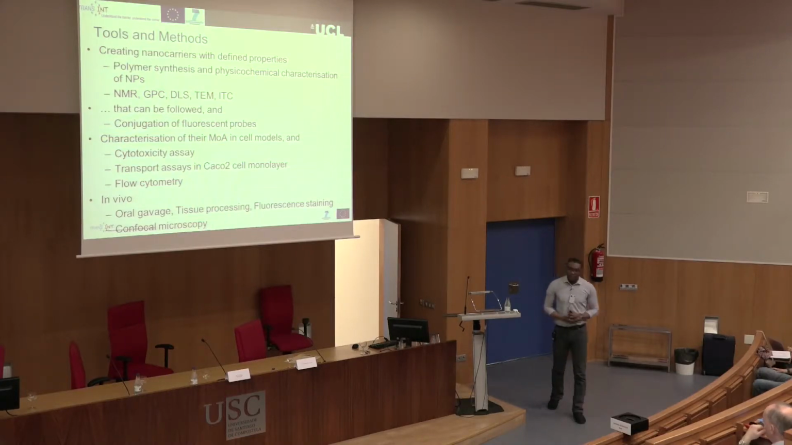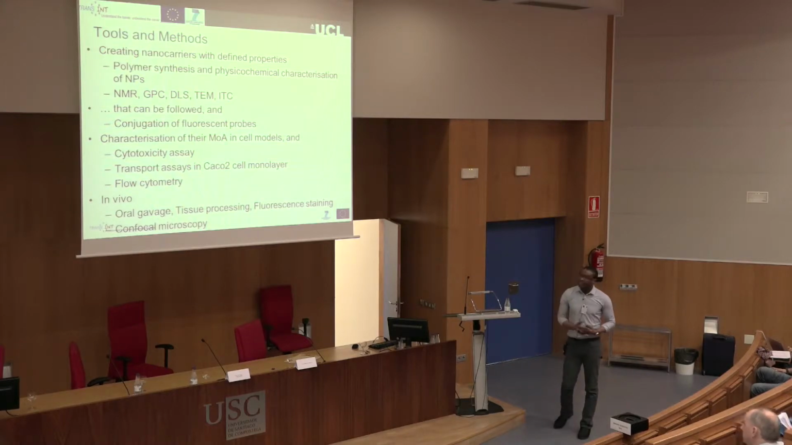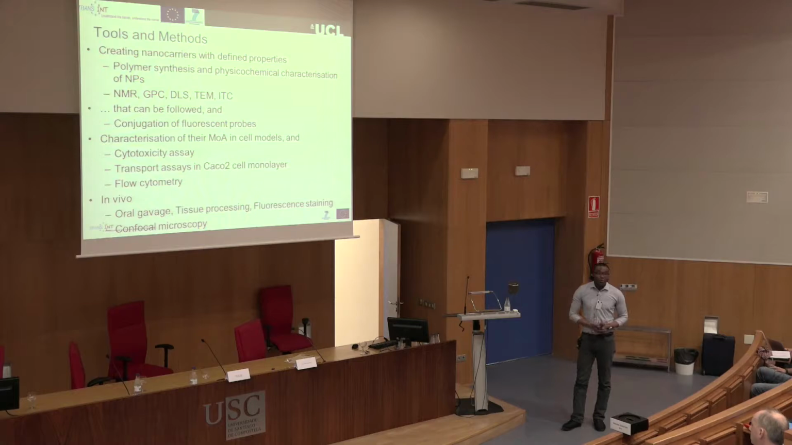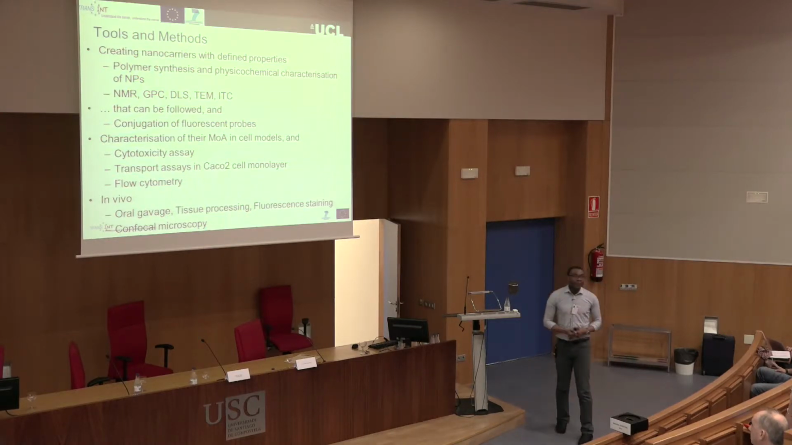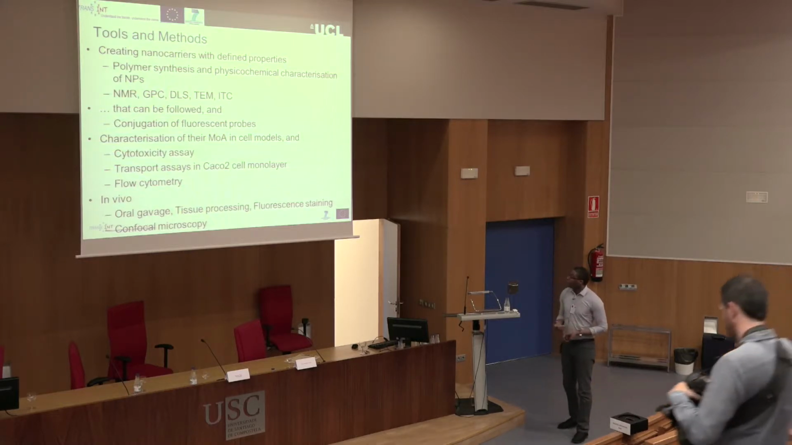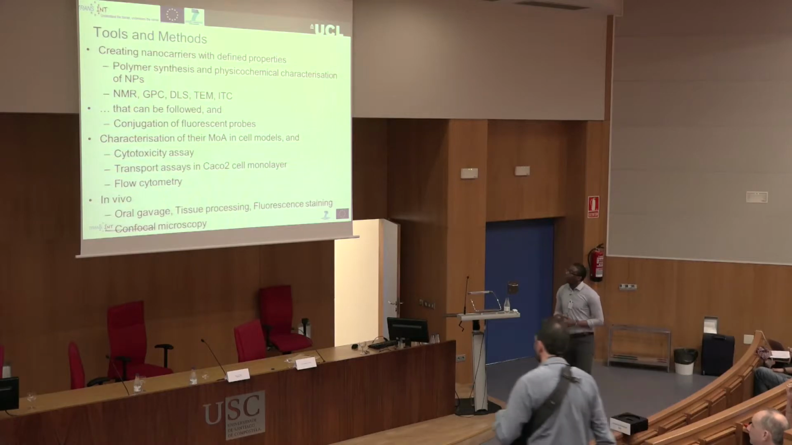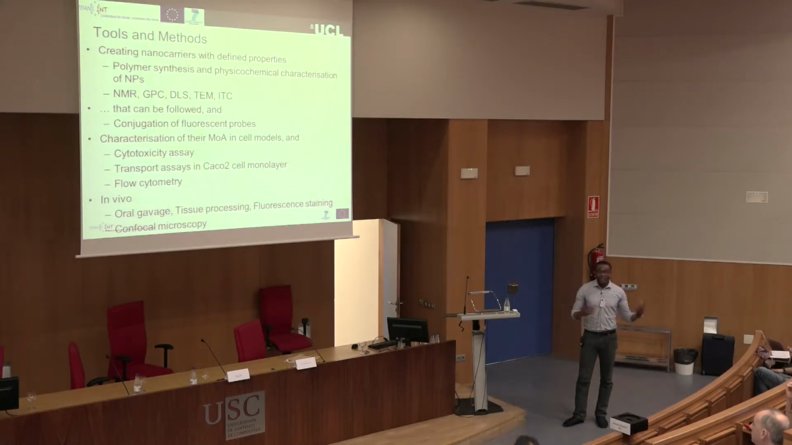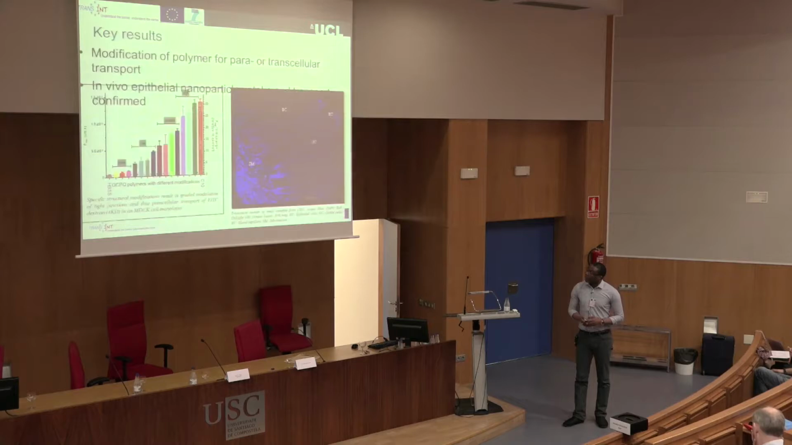I've learned how to do cell biology, toxicity assays, Caco2 cell monolayer. I've learned flow cytometry and a few other assays and skills. In vivo, I've had to be licensed to work with rodent models. So I've learned how to do oral gavage, in vivo drug administration, tissue processing, fluorescence staining, and confocal microscopy. These are a few of the skills or techniques I've had to use so far.